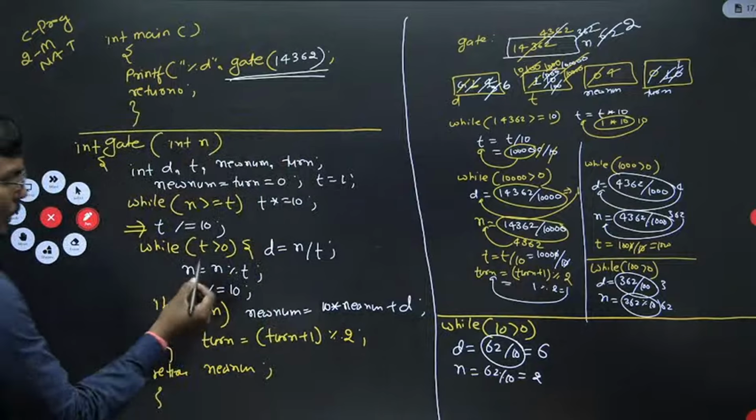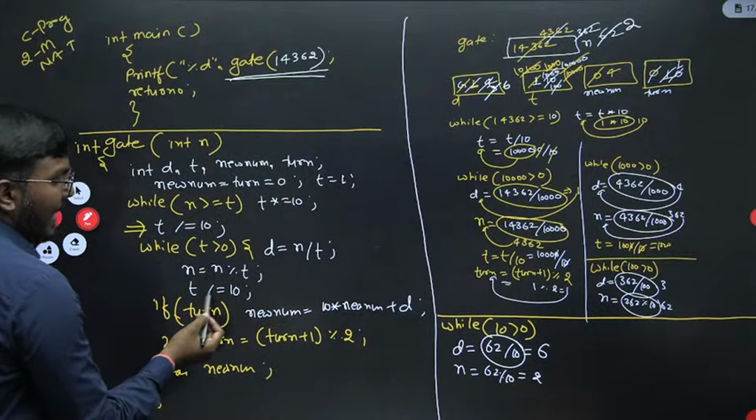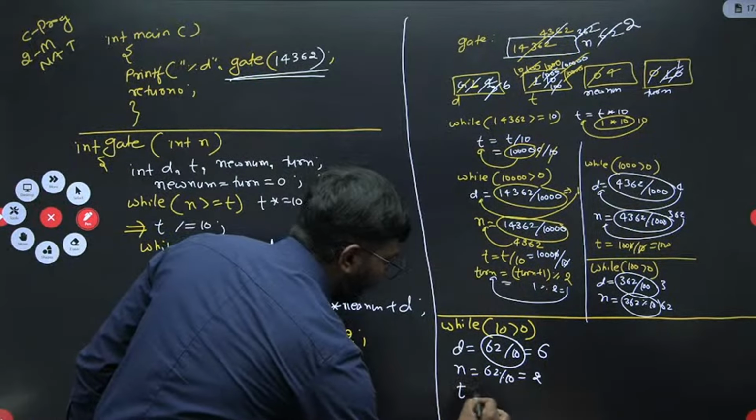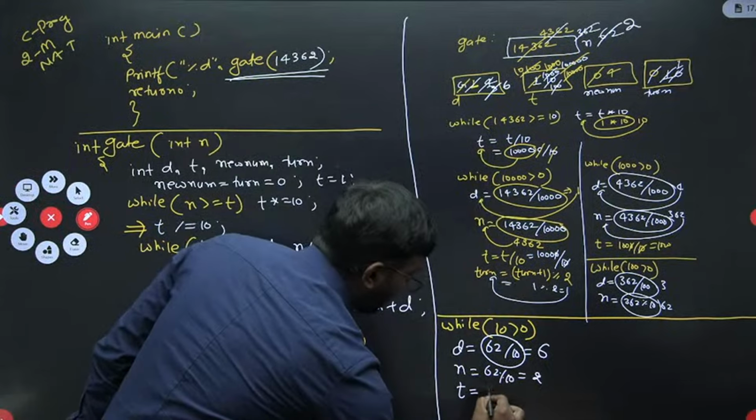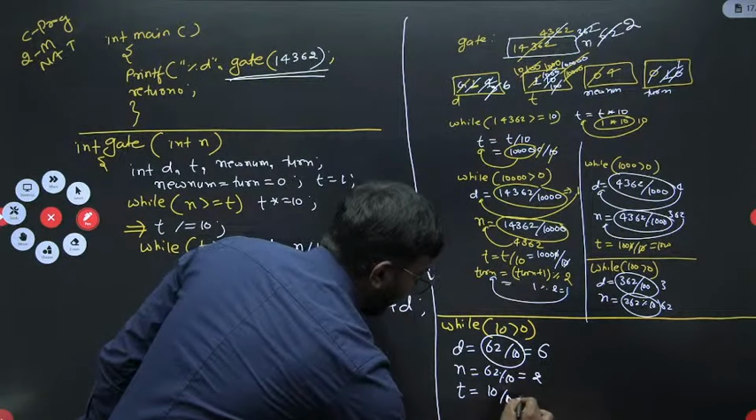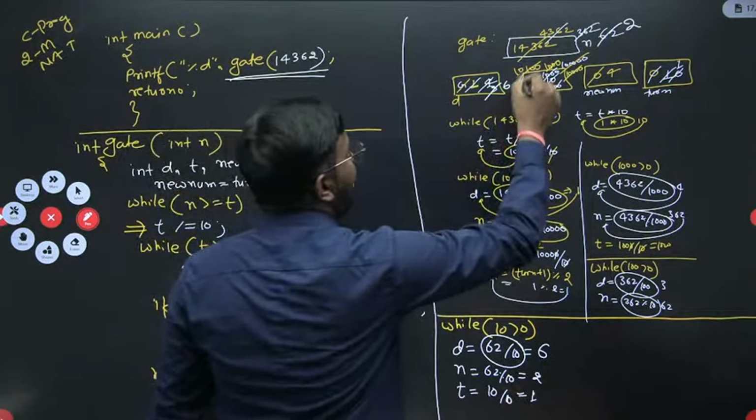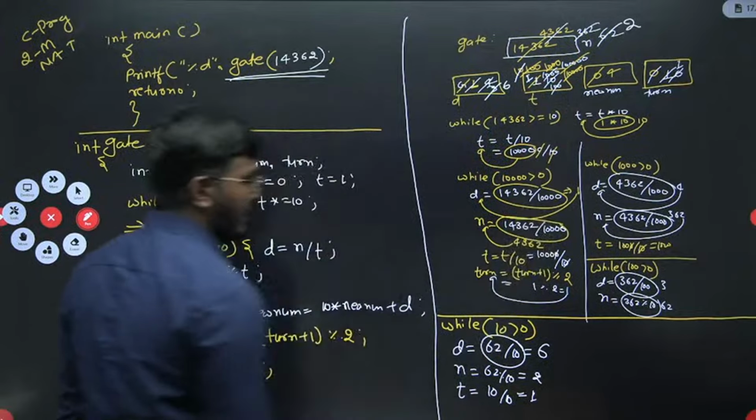Very good. Now here t is divided by equal to 10, which means t is equal to 10 by 10. 10 by 10 is nothing but 1 only. So the t value now becomes 1.